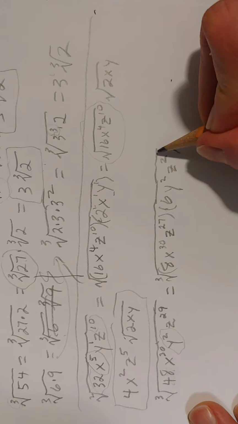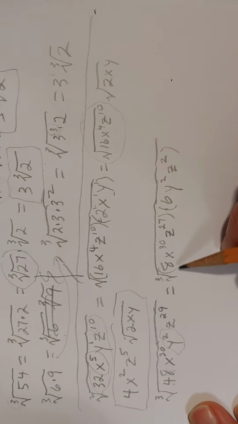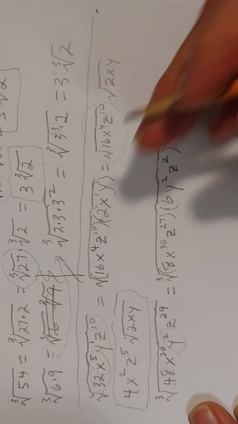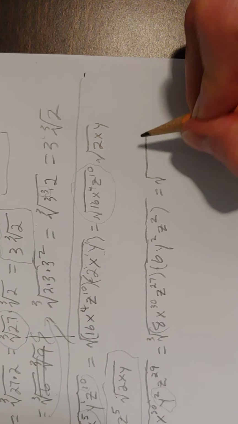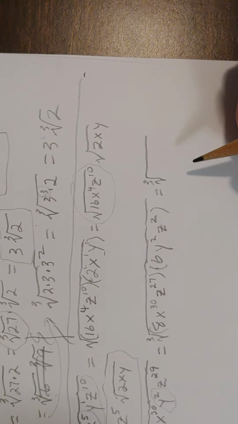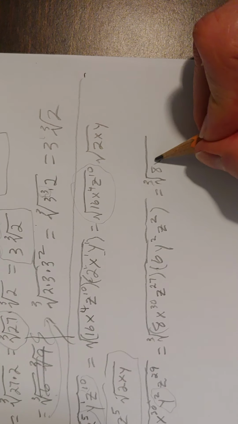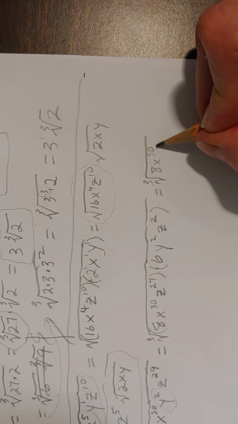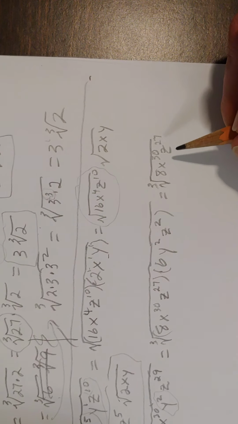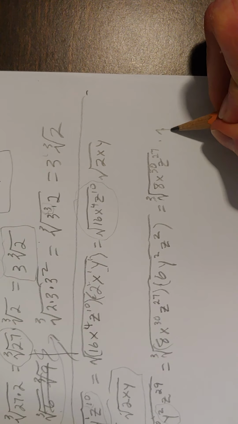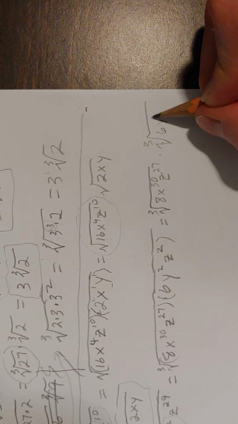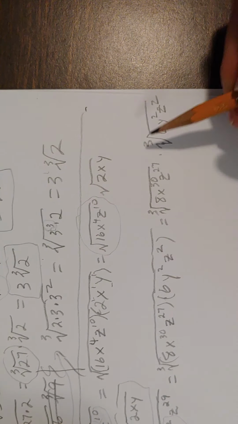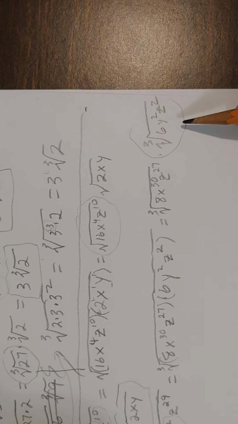The radicand is a product where one of the factors, this one, is a perfect cube and this one's not. So now I'll use the product property, and write it as the product of two cube roots: the cube root of 8x to the 30th times z to the 27th, times the cube root of the other factor of the radicand, 6y squared z squared. This part is staying the way it is. You're not going to write it without a radical symbol.